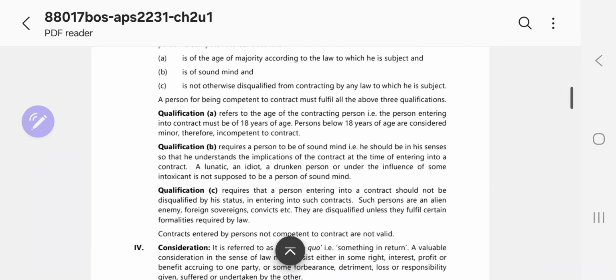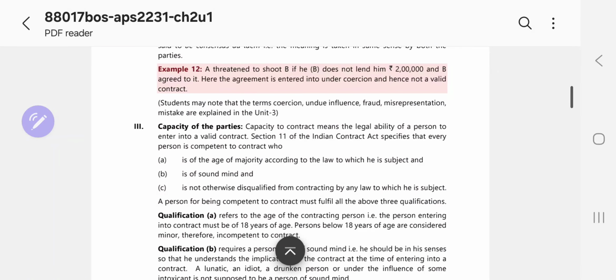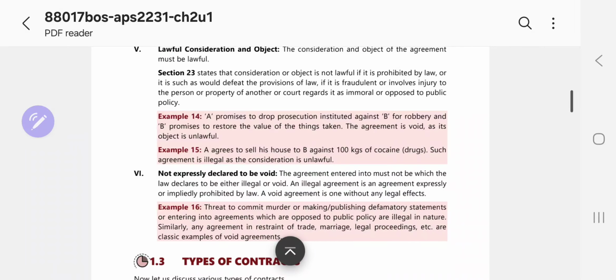So we'll go through once again. What are those elements? First one is offer and acceptance of an offer in an agreement. Second one is free consent. Third one is capacity of the parties. Fourth one is consideration, fifth one is lawful consideration and object, and sixth one is not expressly declared to be void. Okay, so these are the essential elements to make a contract a valid contract.